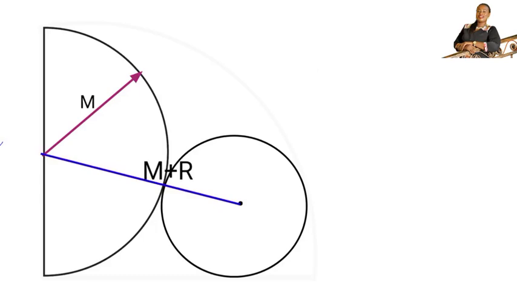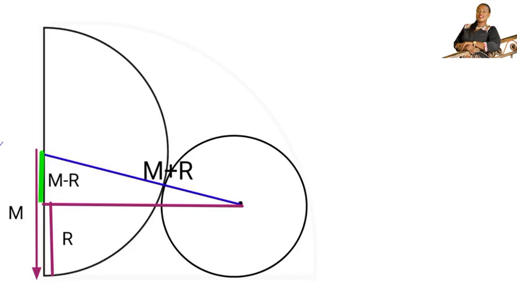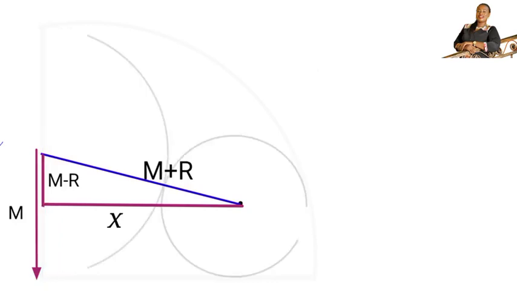Now let us draw a horizontal line like this. This line labeled m is the same as the radius of this semicircle. This line labeled r is the radius of this circle. So this line will be equal to m minus r. Let us label this side as x. So our next step will be to use Pythagoras theorem to solve.